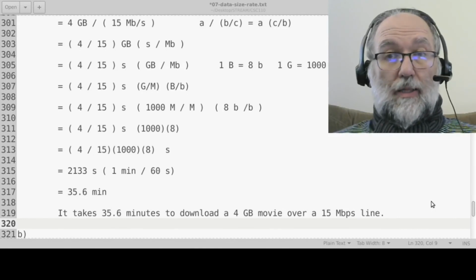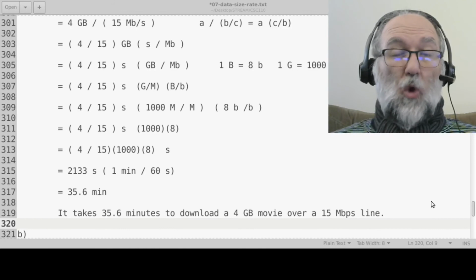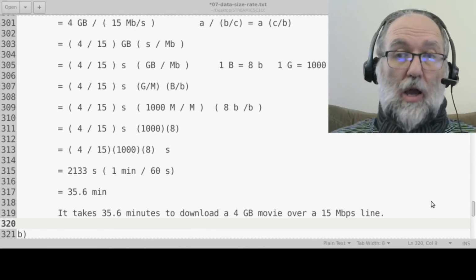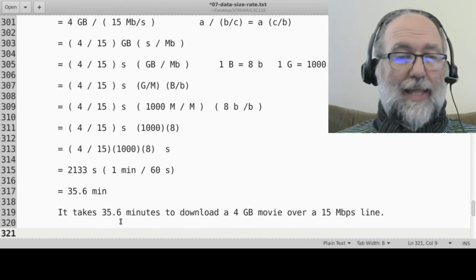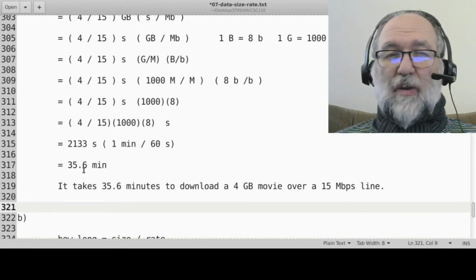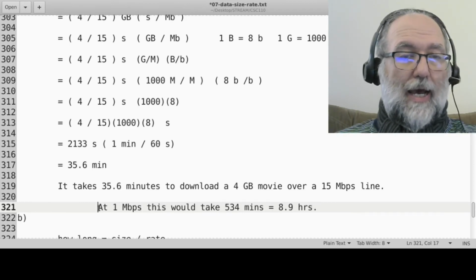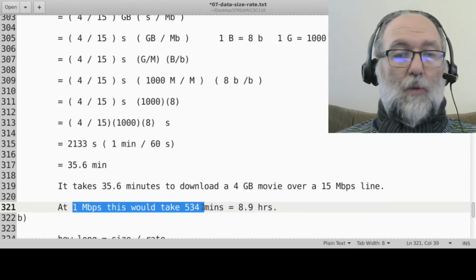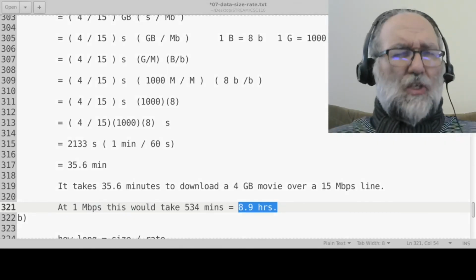If, however, the line were a 1 megabit per second line, it would be 15 times slower than this, so it would take 15 times longer to download it. If you calculate that, if it takes 35.6 minutes at 50 megabits per second, then at 1 megabit per second it would take 534 minutes, and that's 8 hours. And so that's not streamable.